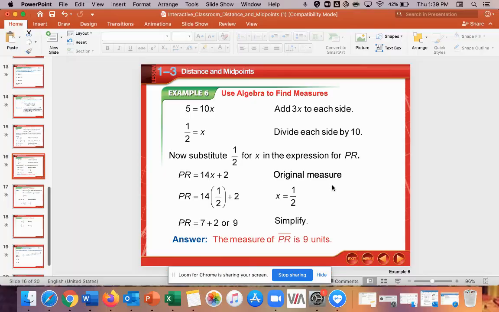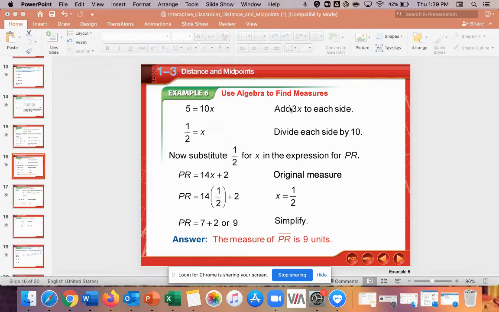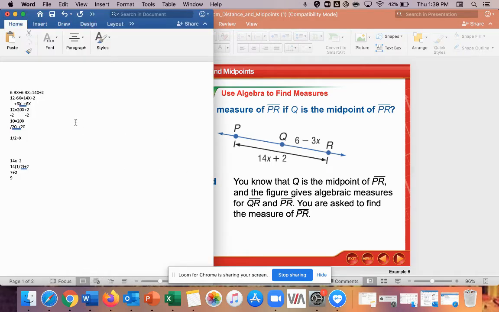Really quick, I'm going to show you how I solved it. I did things a little bit differently. Instead of doing 1/2, I wrote 6 minus 3x twice, equals 14x plus 2. Just to demonstrate, this is what our original problem was. This from P to Q plus this from Q to R equals P to R, the whole thing. So this half plus this half equals the whole thing. I did this half, 6 minus 3x, and this half, 6 minus 3x, added them together, and they equal the whole thing, 14x plus 2.